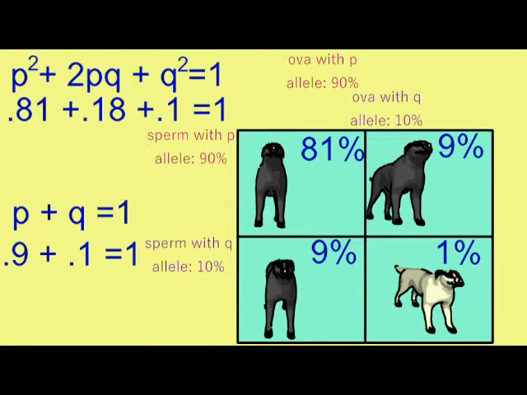Just as P plus Q equals 1, the sum of these two allele frequencies equals 100% of the alleles of the population.